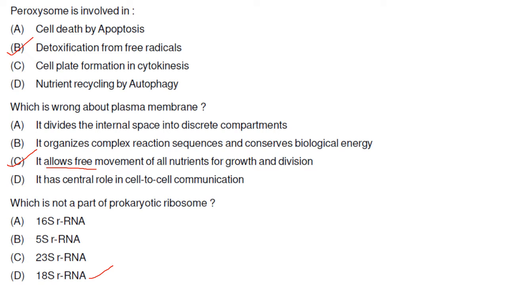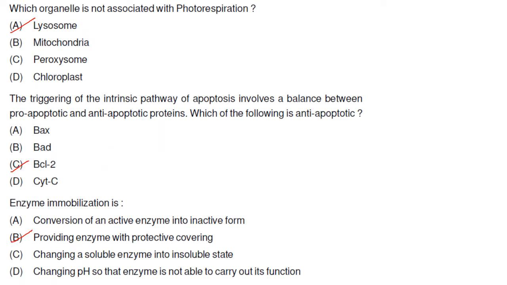That is also correct. Then which is not a part of prokaryotic ribosome? It is 18S rRNA that is not a part of prokaryotic ribosome. Which organelle is not associated with photorespiration? All these are direct questions, okay? Mitochondria, peroxisome and chloroplast, those three are involved in photorespiration, whereas lysosome is not involved in photorespiration.